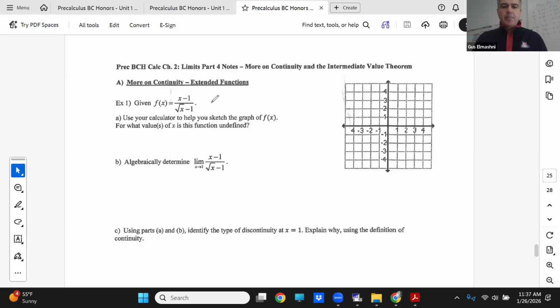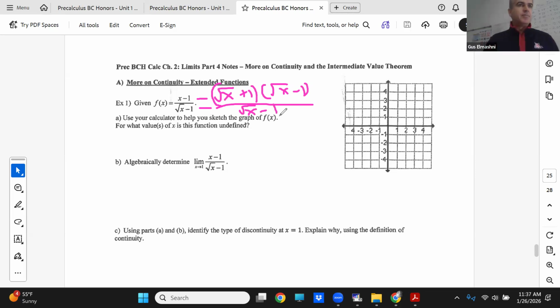Before we get too carried away, we could graph this in the calculator, but if you just think about it, you can actually factor this. I know it's kind of weird. We usually don't do this, but you can. X minus 1 could be thought of as the difference of squares. What if I were to FOIL that up top? Do I get back to X minus 1? Yeah, you just square root X. And by doing that, what does that enable me to cancel?